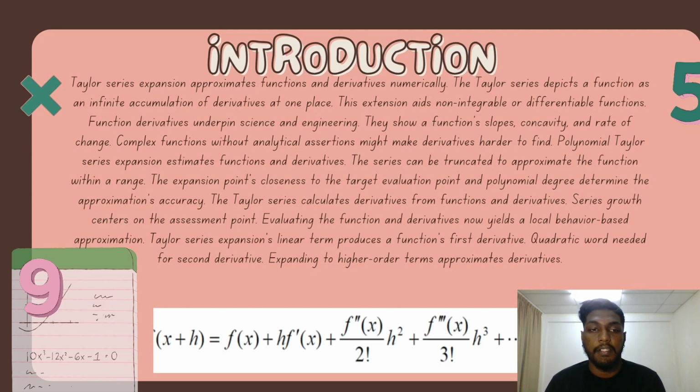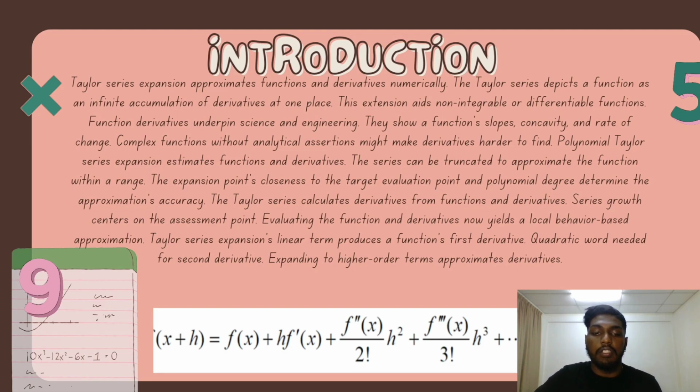Polynomial Taylor series expressions estimate functions and derivatives. The series can be truncated to approximate the function within a range. The closeness of the expansion point to the target evaluation point and the polynomial degree determine the approximation accuracy. The Taylor series calculates derivatives from functions and derivatives. Centering the series at the assessment point, evaluating the function and derivative yields a local behavior based approximation. In the Taylor series expansion, the linear term produces a function's first derivative, and the quadratic term is needed for second derivatives. Expanding to higher order terms approximates higher derivatives.